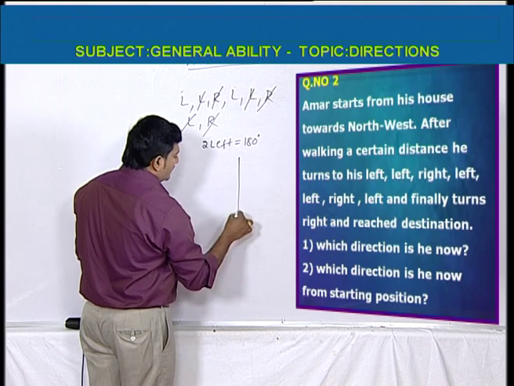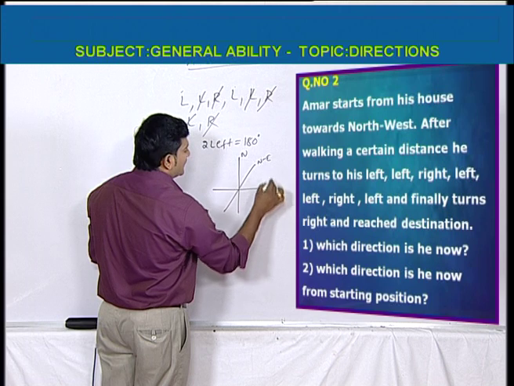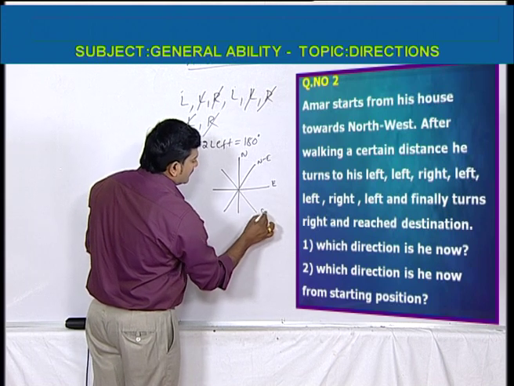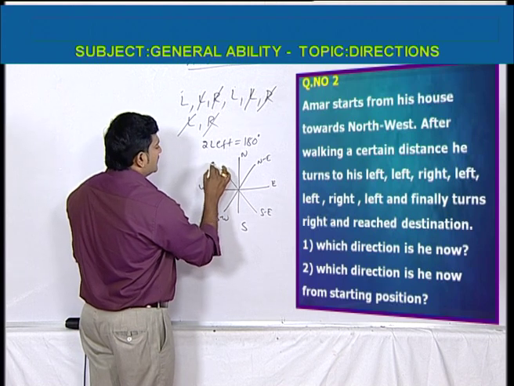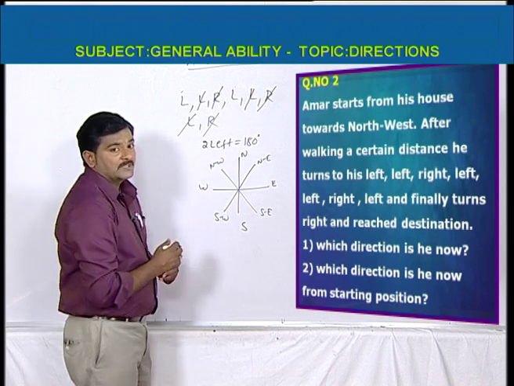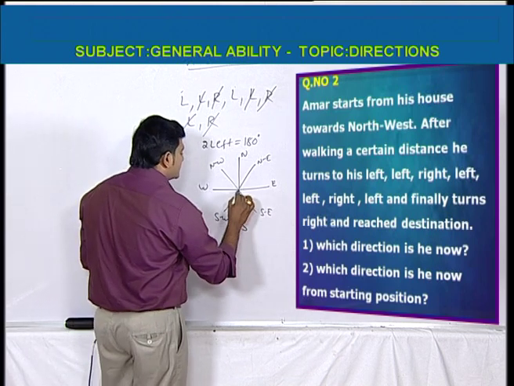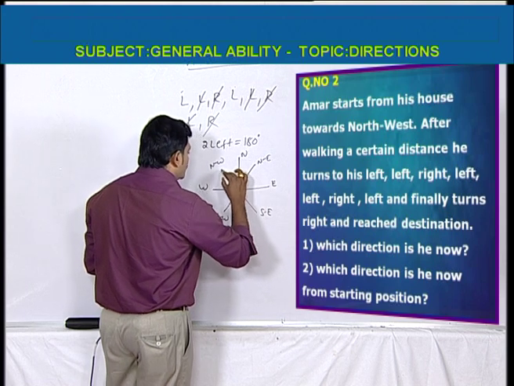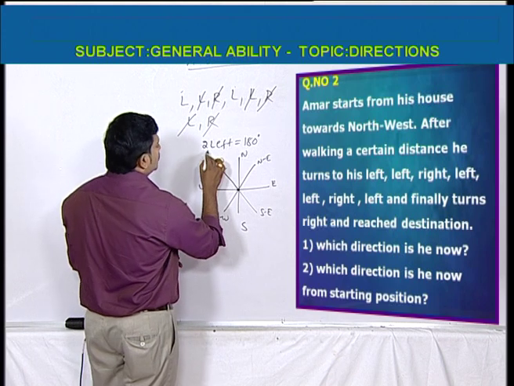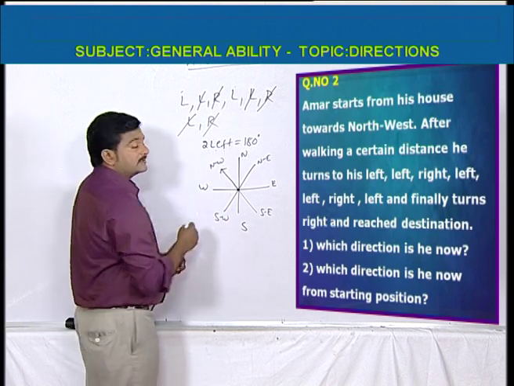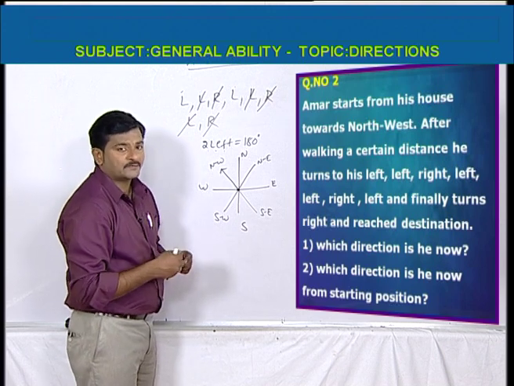Now initially he mentioned one thing. So let's take a rough diagram. Here north and northeast, east, southeast, south, southwest, west and northwest. Now Amar is walking towards northwest. Let's say here Amar is there. Amar is walking towards which direction? Northwest direction. Now how many lefts are left here? 2 lefts. 1 left is equal to how many degrees? 90 degrees. If 1 left is equal to 90, 2 lefts is equal to 180.